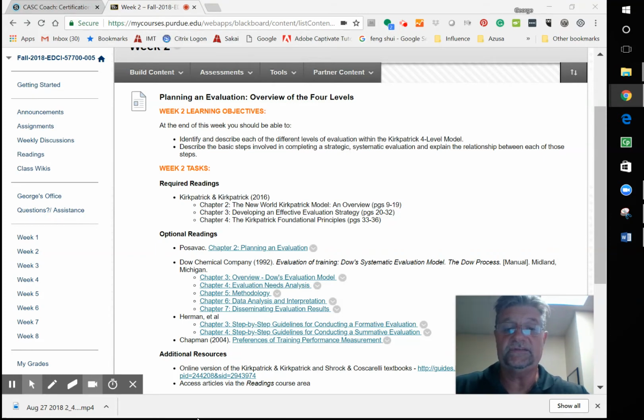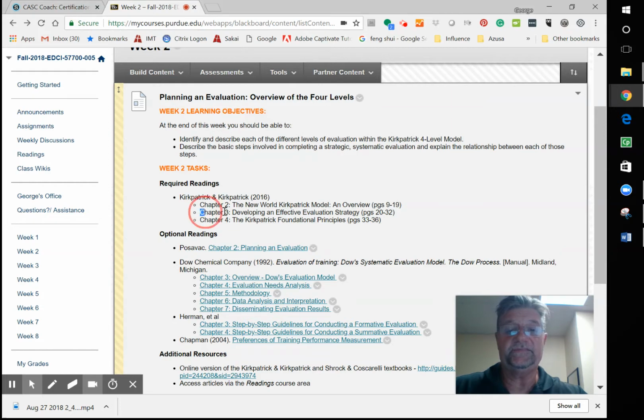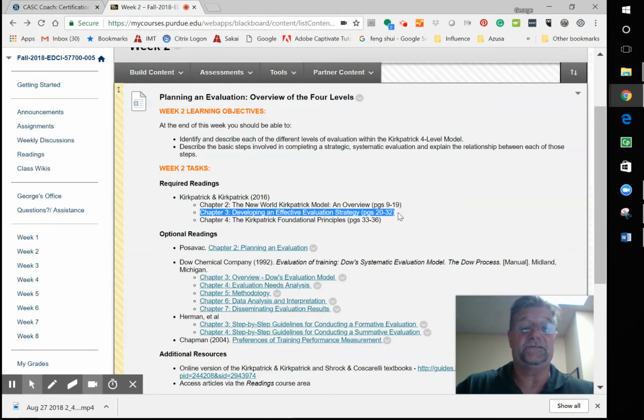And this week, we are jumping into some pretty good stuff in our Kirkpatrick book. We're going to look at an overview of the model. I want to pay special close attention to developing an effective strategy, because the strategies that we come up with are linked to the reasons why we need to come up with the assessment. So they're hugely important.